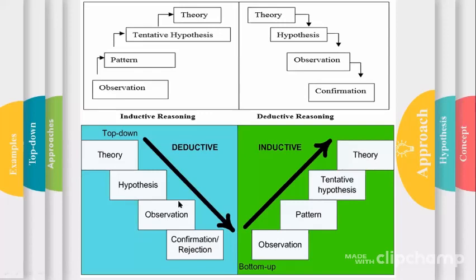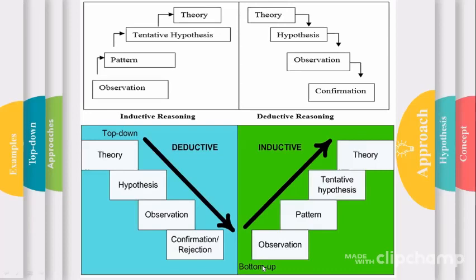So over here you see in deductive, it is top down. So in deductive, what happens? The theory is already there. Based upon the theory, the hypothesis is made. Based upon the hypothesis, observations are done. Based upon the observation, that is testing of the hypothesis, you test the hypothesis. Based upon the observation, you either confirm the theory or you reject the theory. So this is top down.